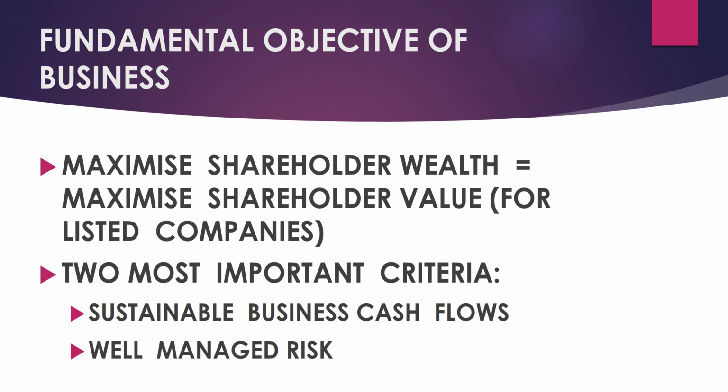Nowadays, we also refer to this in terms of maximizing shareholder value, especially when we are talking in terms of listed companies. Now, what does shareholder value depend on? As we shall see in future sessions, the two most important criteria are, of course, sustainable business cash flows and well-managed risk. If the business can show current and potential investors that they have in place strategies that will actually help to sustain the business cash flows and profitability in the long term, then that is a good investment.